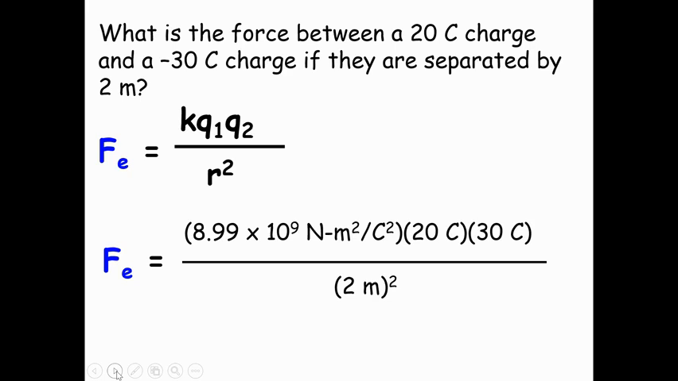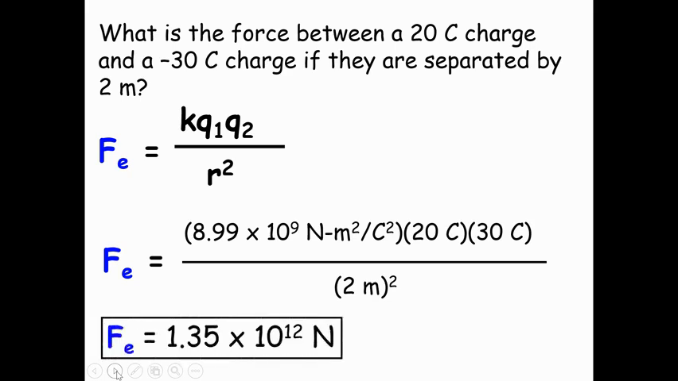If I plug all this into my calculator correctly, I get a force of 1.35 times 10 to the 12 newtons. Notice we get a pretty big force here because, number one, the constant is relatively large. 10 to the 9 is a relatively large power of 10. Also, we have two charges that are pretty large as well. 20 coulombs and 30 coulombs is a large amount of charge. So for those reasons, we get a force that's pretty big.